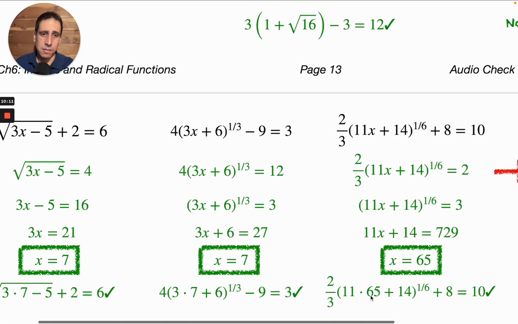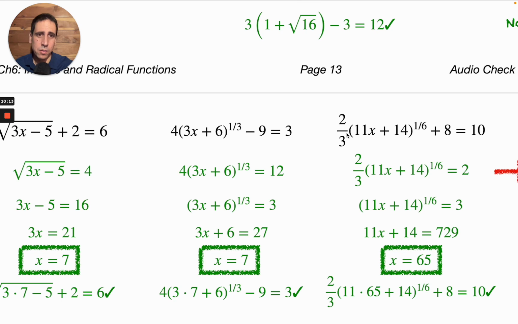Here's a sixth. Okay, 2/3 times all this raised to the 1/6 power. That's like a radical to the 1/6 power, the sixth root, plus 8 equals 10. Undo everything on the outside. So we'll undo the addition first, undo the multiplication next. But I can multiply by 3 over 2 to cancel out the fraction. So we get this. And then I'm going to raise all of this to the 6th power.